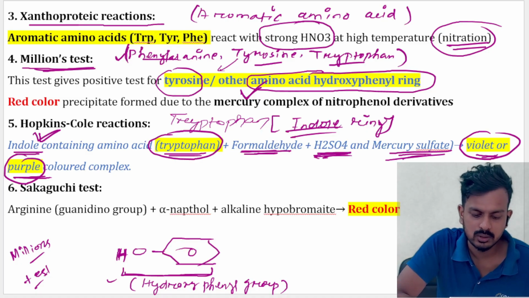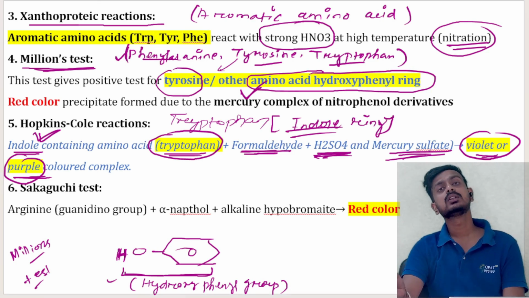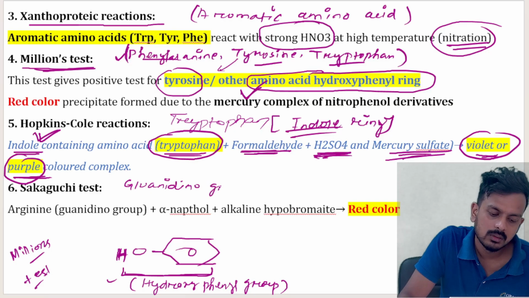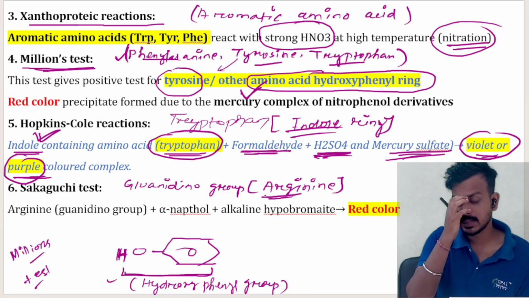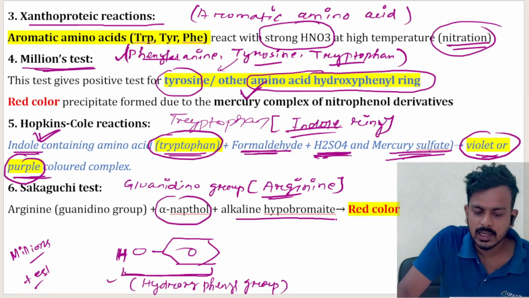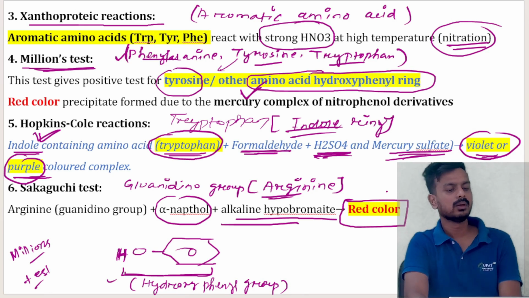Next is the Sakaguchi test. So why is the Sakaguchi test used? It is used for arginine detection due to the presence of the guanidino group. The Sakaguchi test basically detects the guanidino group. So this guanidino group is present in which amino acid? That is arginine. When this arginine reacts with alpha naphthol in the presence of alkali hypobromite, it will give a red color. Which color will it give? It will give a red color.